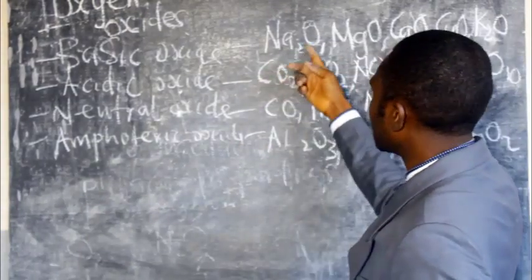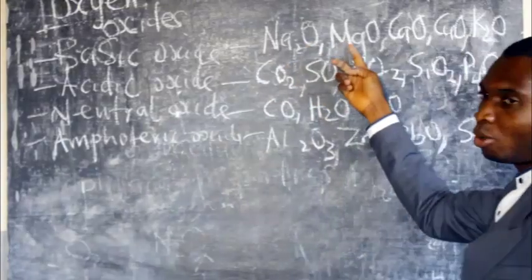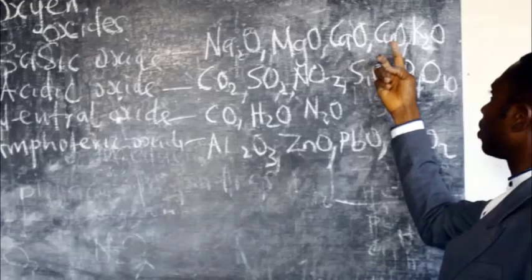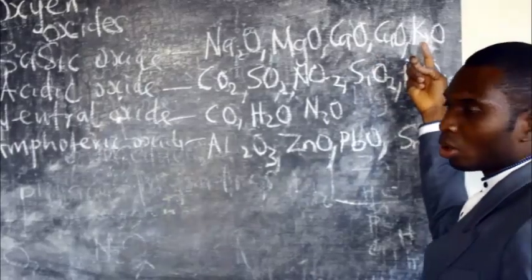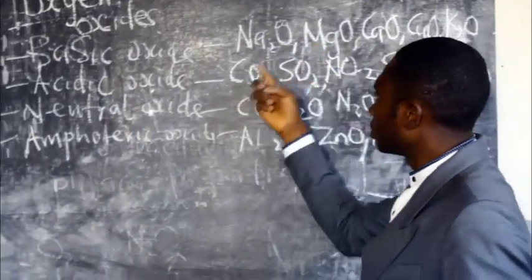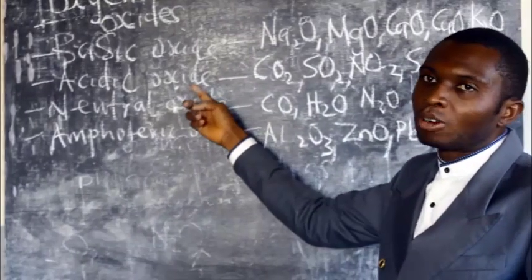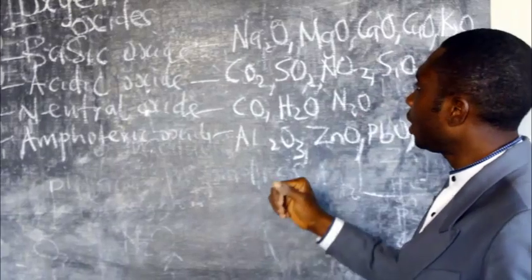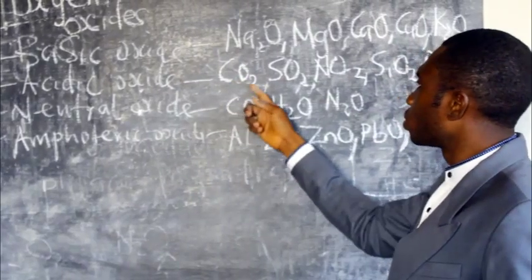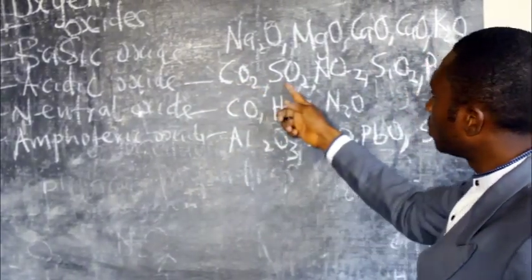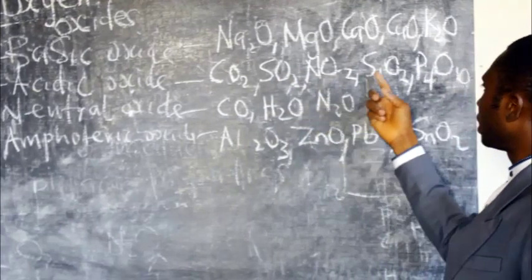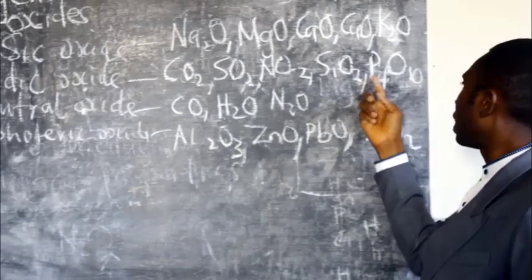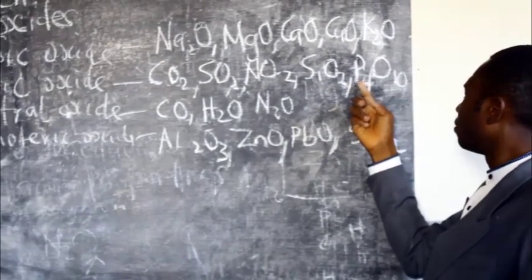Sodium oxide is an example. Magnesium oxide is also an example of basic oxide. Calcium oxide, copper oxide, potassium oxide. Take note. Acidic oxide is the oxide of non-metals. Examples are CO2, SO2, NO2, SiO2, that is quartz, that is sharp sand, and P4O10, that is phosphorus.